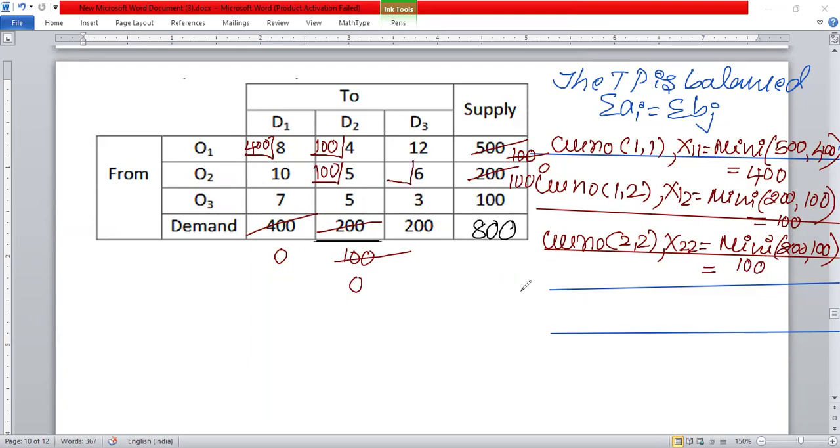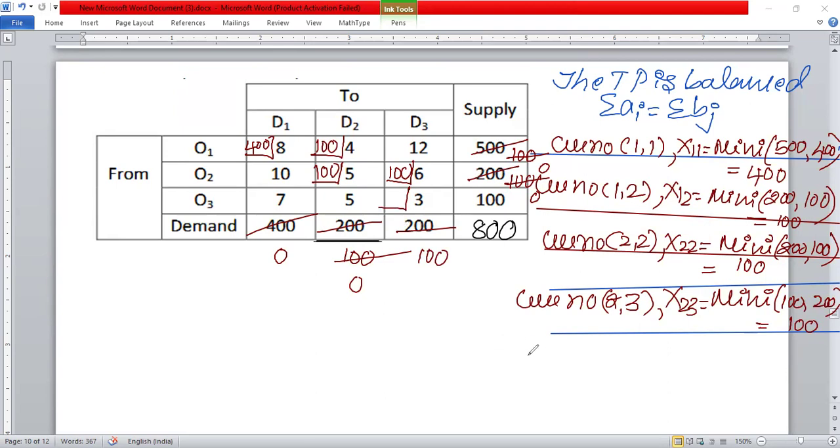Yes, again we are in cell number 2,3. X23 is equal to minimum of 100, 200. So minimum is 100. Okay, this goes to 0, and this is 100. So row 0 happened, we'll move on to column.